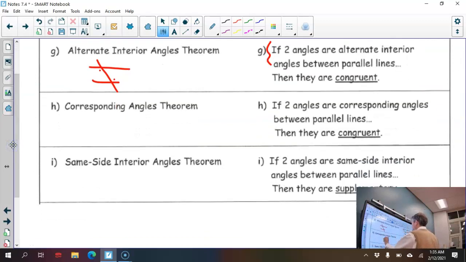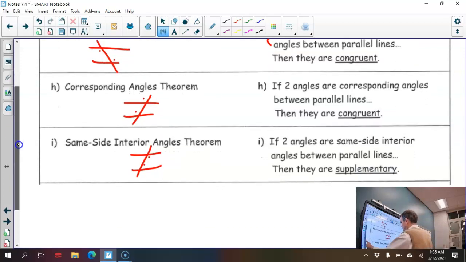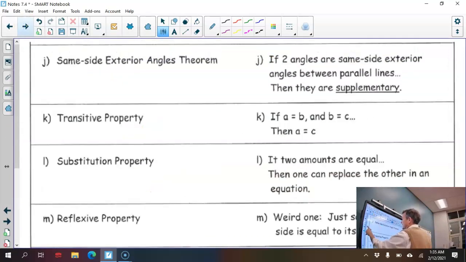And the corresponding angles theorem, right, it says something very similar. It says if two angles are corresponding angles between parallel lines, then they are congruent. And same side interior, it says something similar. If you have two same side interior angles and they're between parallel lines, then they are supplementary. And we come back, same side exterior angles, very similar. If you have two of these, then they're supplementary. And that takes care of our theorems for the moment.